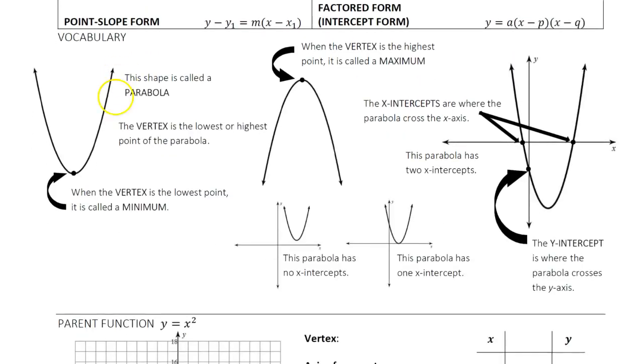This is a parabola. The vertex is the place where the parabola changes direction. When it is at the bottom, it is called a minimum. When it is at the top, it is called a maximum. These are the x-intercepts, where it crosses the x-axis. This is the y-intercept, where it crosses the y-axis. This parabola has no x-intercepts. This parabola has one x-intercept.